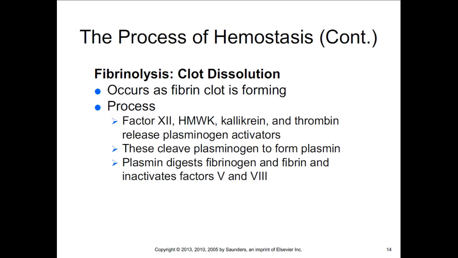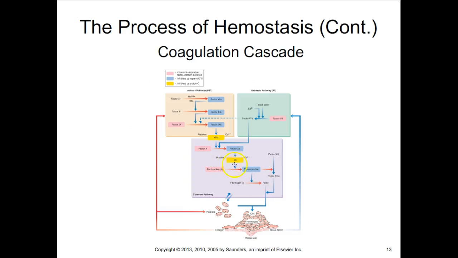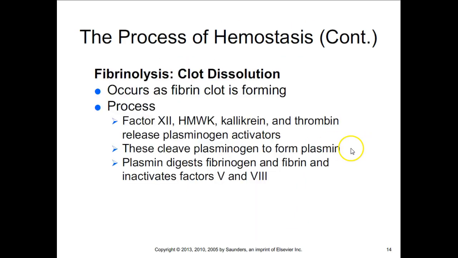All right, so fibrinolysis then is going to be clot dissolution, or dissolving the clot, right? It occurs as the fibrin clot is forming. We also want to have these plasminogen activators that are going to take plasminogen, form plasmin, and then basically begin to digest the fibrin clot, by inactivating factors 5 and 8. Remember, we had talked about it here. 5 and 8 exit by protein C.